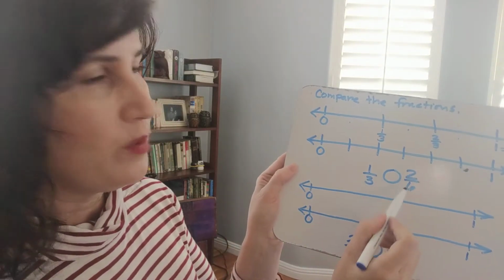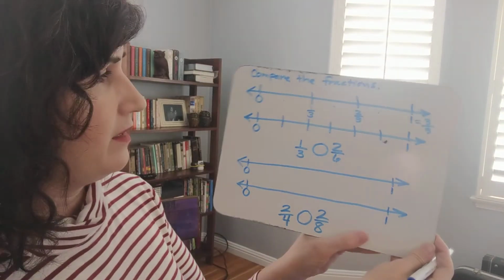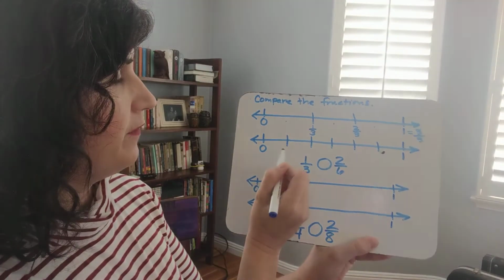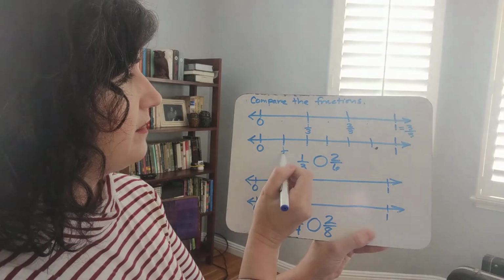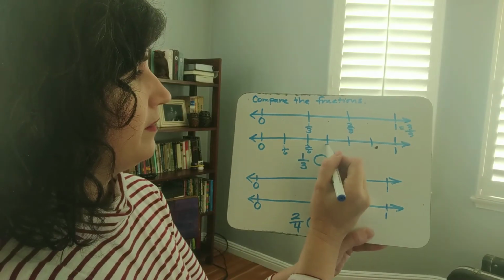The same thing here. I'm going to do the same for 2/6. Hopefully you can see that okay. So I would have 1/6 because I'm dividing it into 6. 2/6. 3/6.